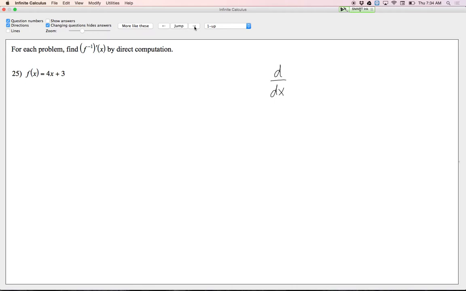You certainly can do it that way if you want. You can actually take the function and find the inverse. So you can literally go to the problem and say, okay, this is really y equals 4x plus 3. And to find an inverse, I would just switch x and y. How many of you did it this way? It works. It takes a little longer.